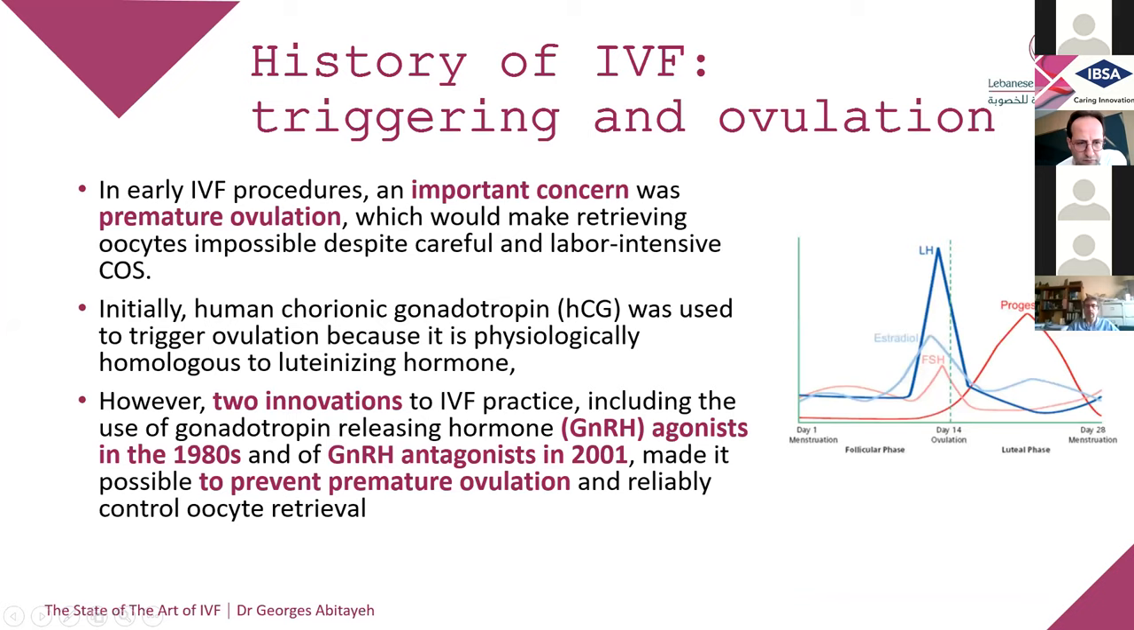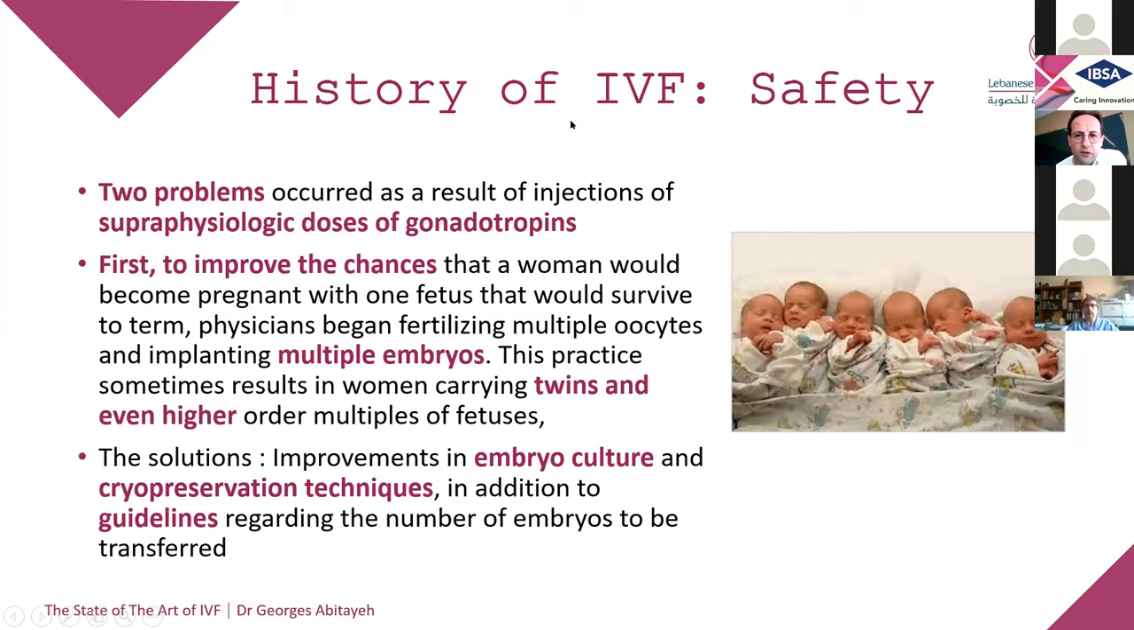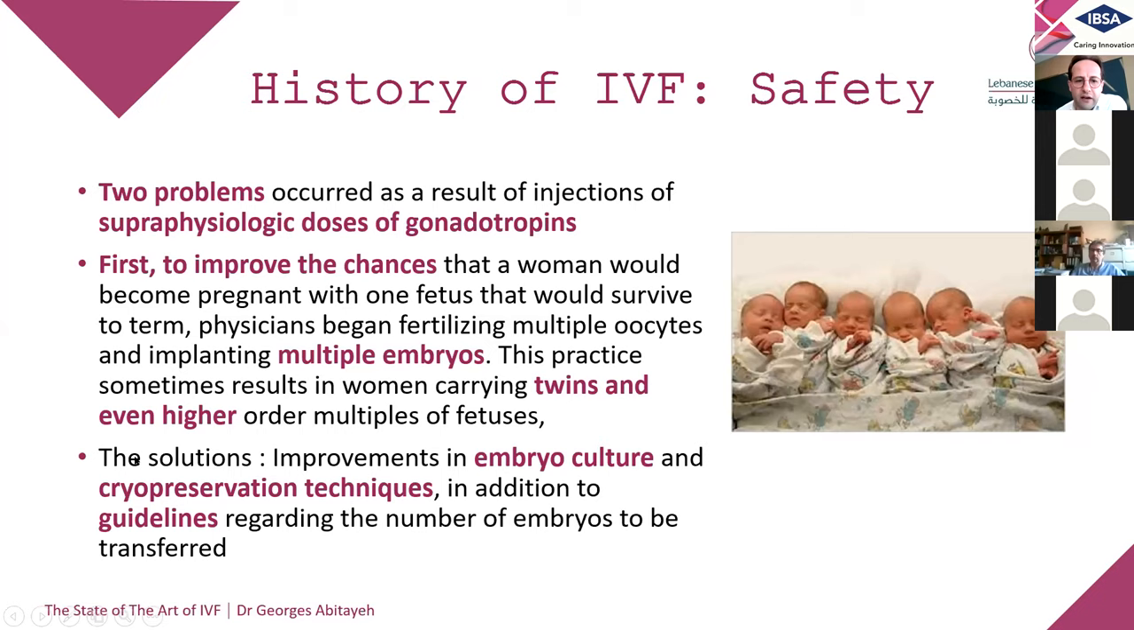After this, the problem we had in IVF was the safety of IVF with controlled ovarian stimulation. Two big problems. The first was iatrogenic, because we want to improve our chances to have a pregnancy, so we transfer multiple embryos, and with this we have twins and even higher order multiples of fetuses. The solutions were improvements in culture technique and guidelines regarding the number of embryos to be transferred.